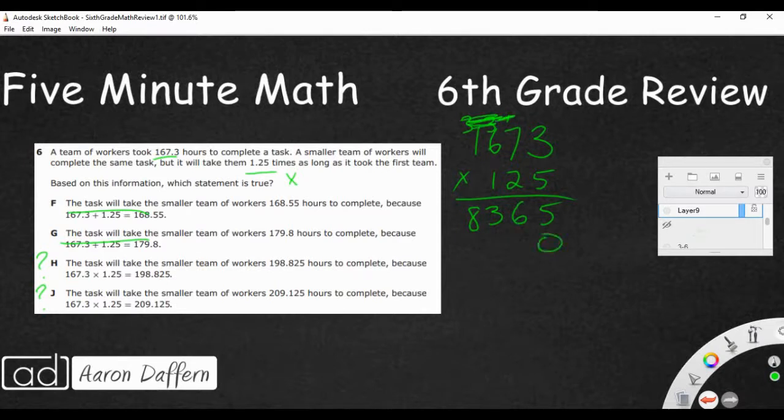Your second row has a 0 because we're dealing with the tens place. So we want our first number to be in the tens place, not in the ones place. That's why we put a 0 there. 2 times 3 is 6. 2 times 7, 14. We're going to carry that 1. 2 times 6 is 12. Add that 1 back in, 13. And 2 times 1 is 2. Add that 1 back in, that's 3.